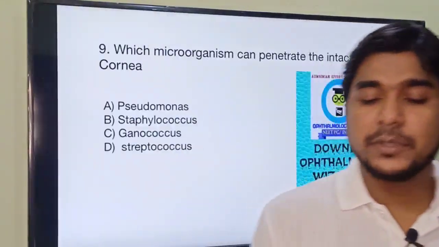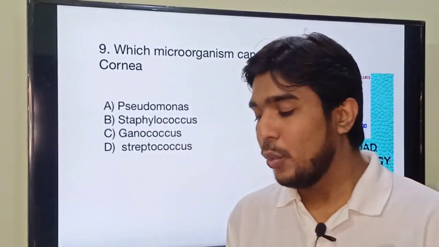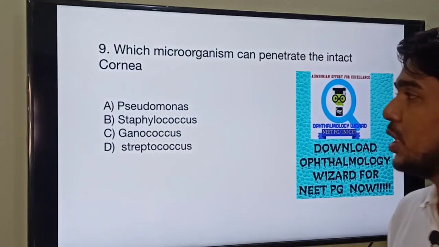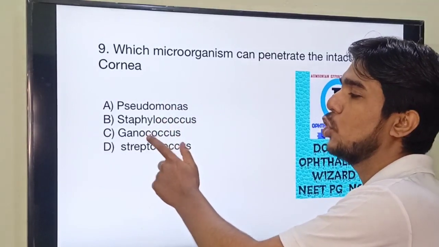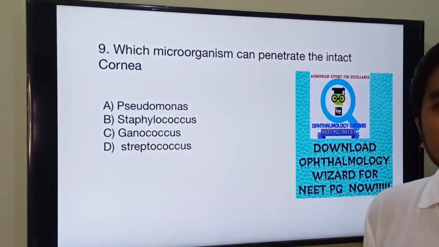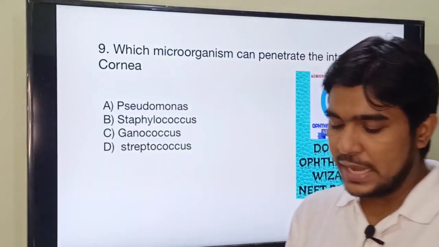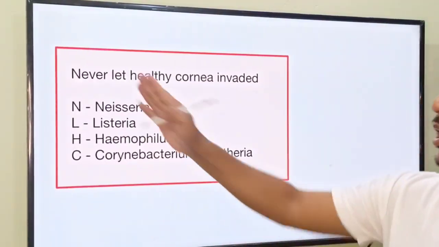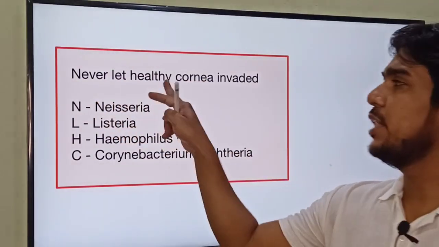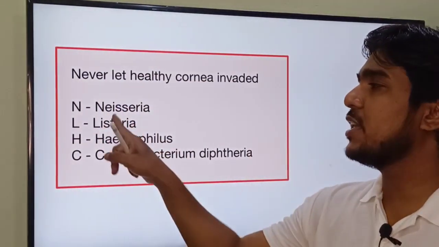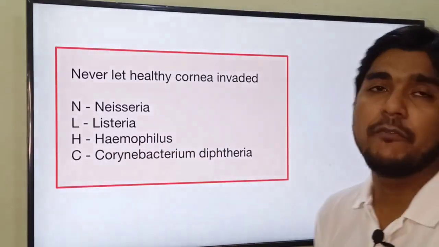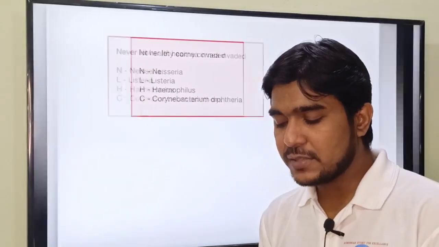Without wasting time, coming to question number 9: which organism can penetrate the intact cornea? You know, this is a very important question. Pseudomonas, Staphylococcus, Gonococcus, or Streptococcus. The answer of this question, everybody knows, is Gonococcus. But you need to remember this code: Never let healthy cornea invaded. N for Neisseria, L for Listeria, H for Haemophilus, C for Corynebacterium diphtheriae. Very simple. No need to discuss anymore.